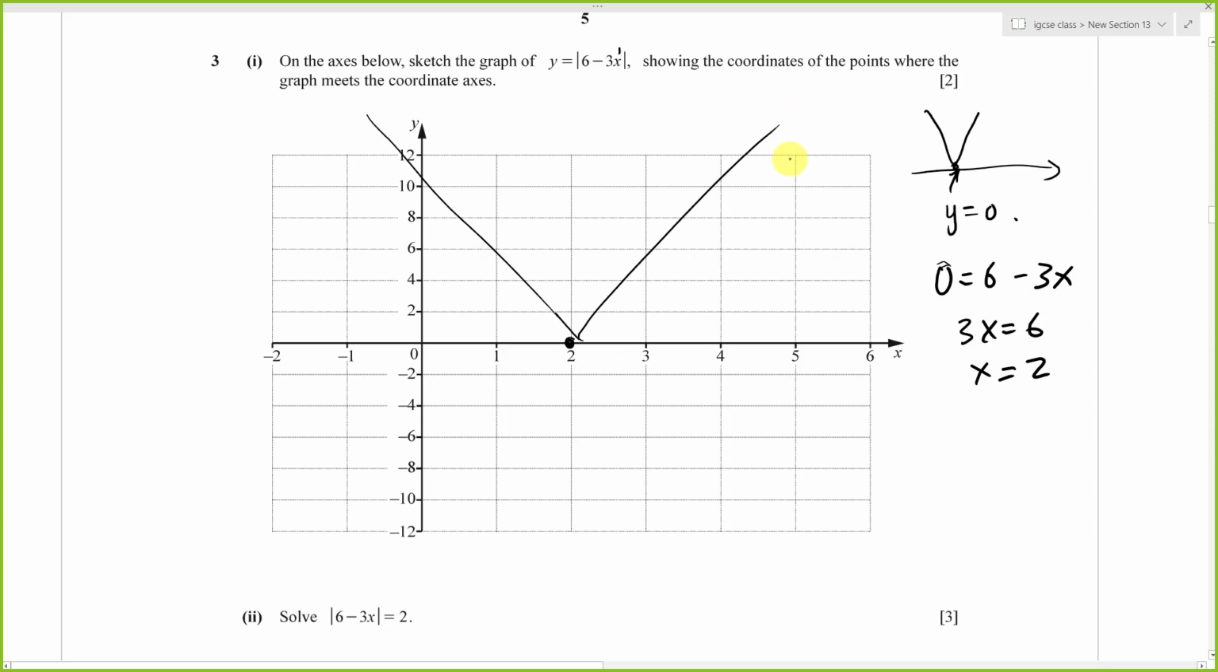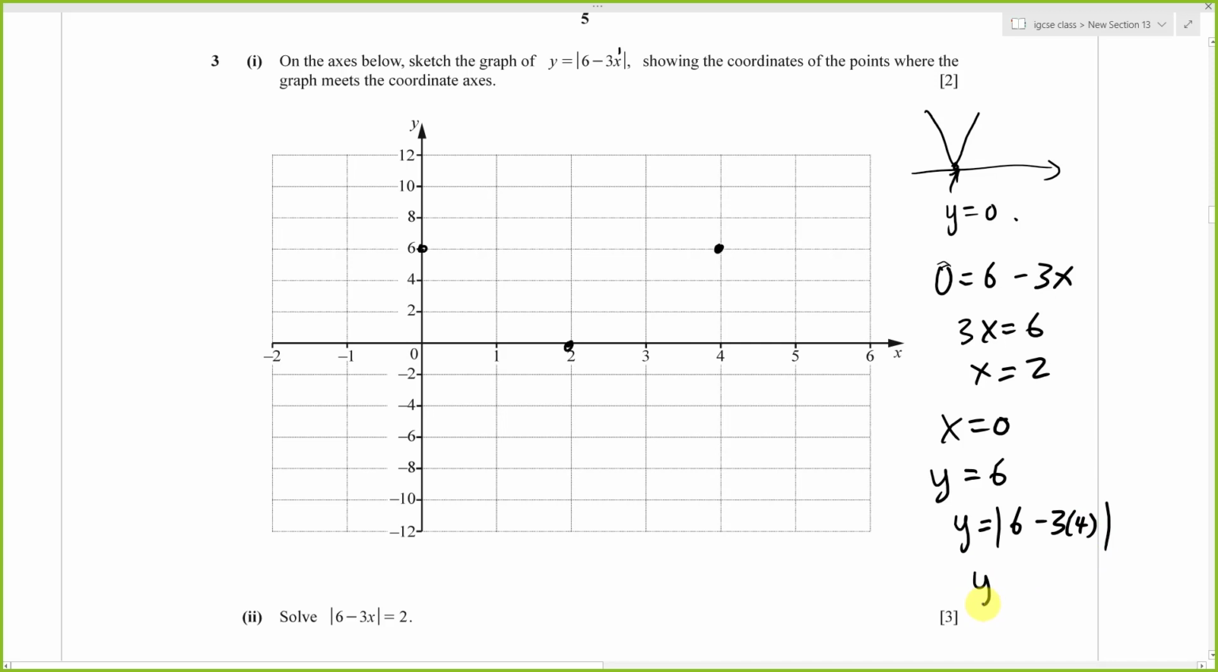So therefore I need to know what is my y-intercept. Y-intercept, I make x equals to 0. So my y will equal to 6. So therefore I will pass by the 6 here. Because this one is symmetry. So basically I should have another point, 4, 6 here. So if you want to know, you can just sub the 4 into the equation. Y equals to 6 minus 3 times 4 here. So it's negative 6, it becomes 6 also.